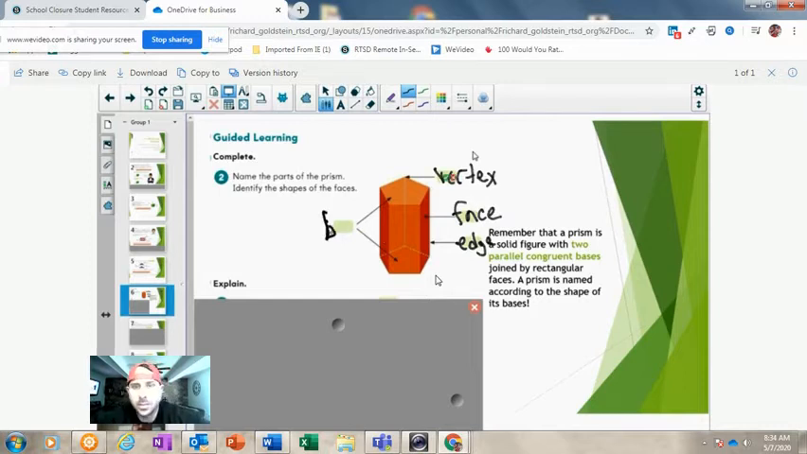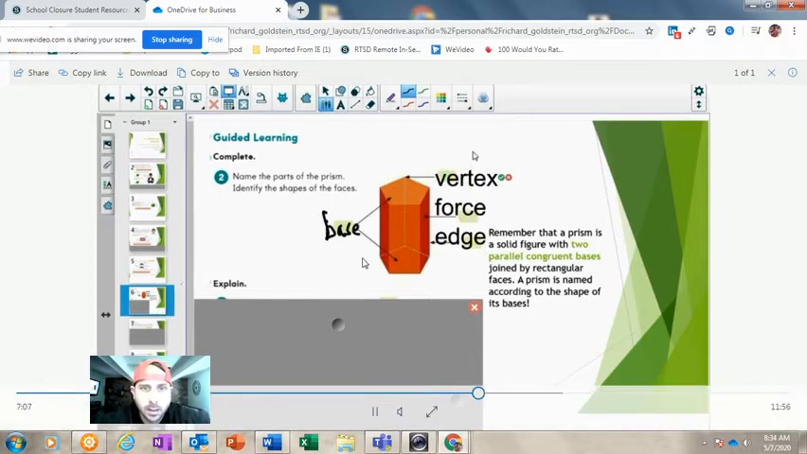So you've got vertex, face, as we said. Now you've got an edge here, and over here you've got the base. And I know this is the base because these 2 are parallel and congruent to each other.